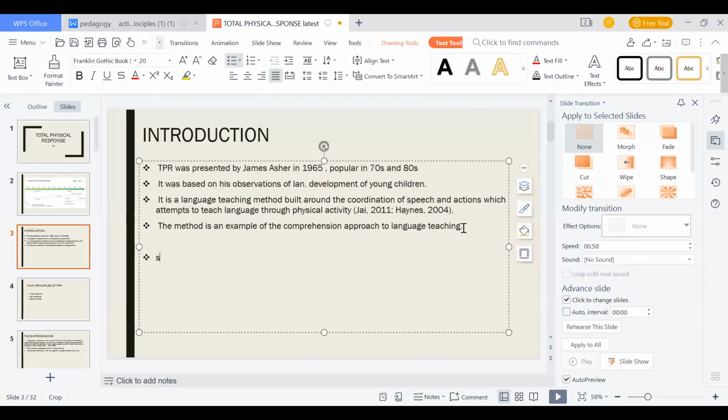I will type the word here, safe zone, right? Now James Asher posed the physical response to teach second language, that is English. He was a psychologist, so he wanted to actually observe children, that is scientific, and see how the little ones, the young ones, learn their first language. This is the observation. This is what he saw.